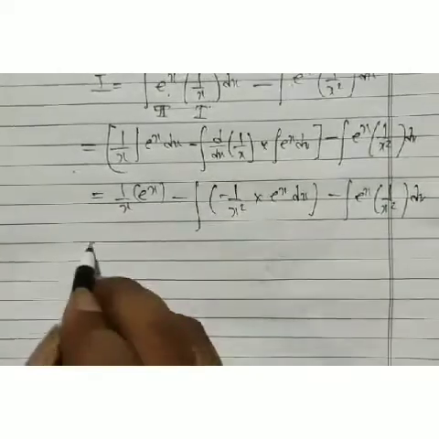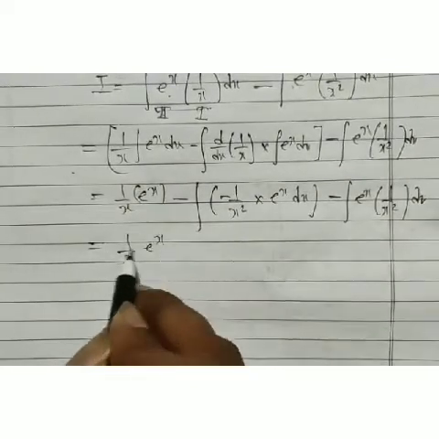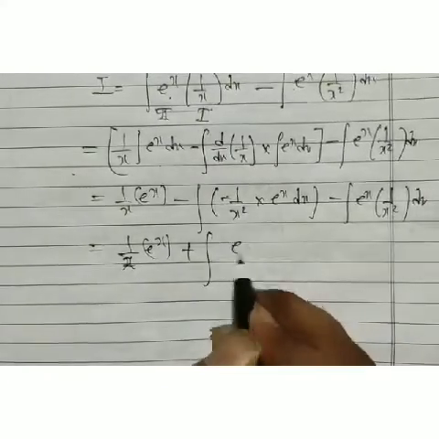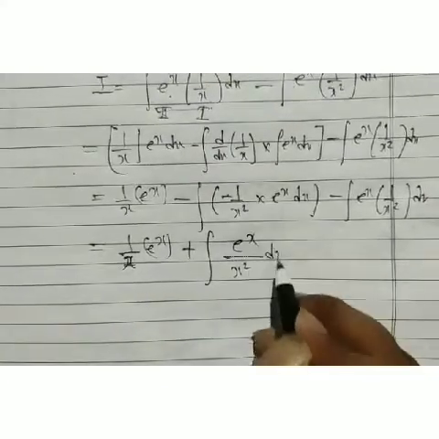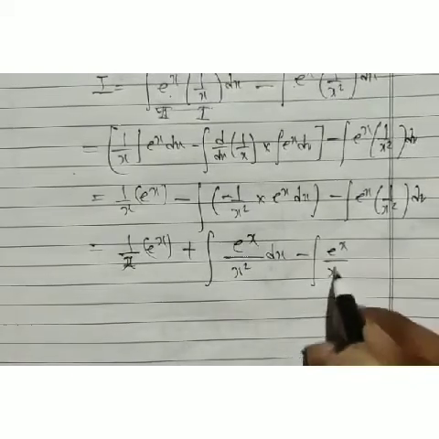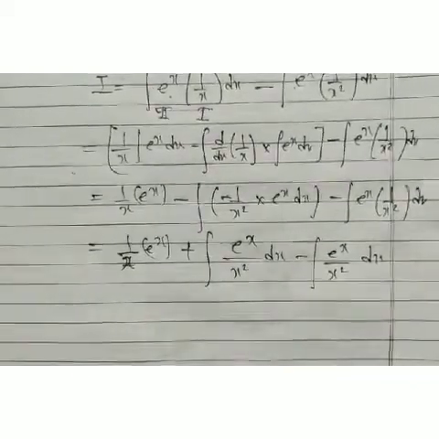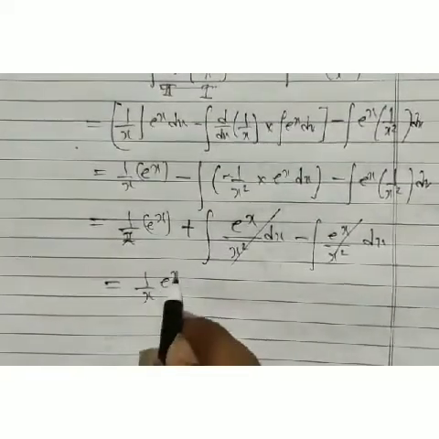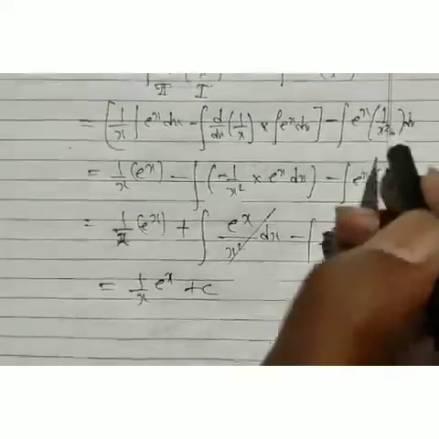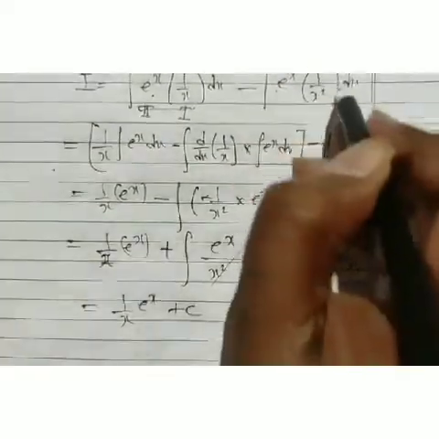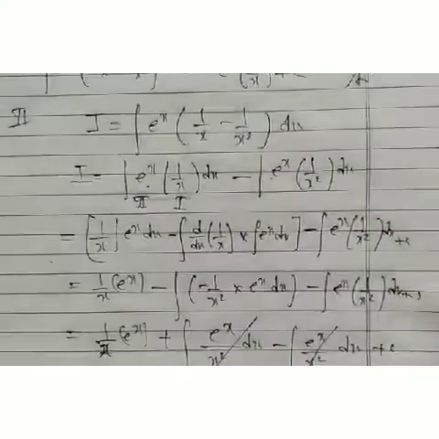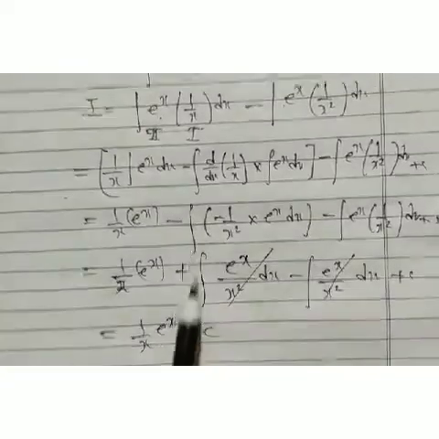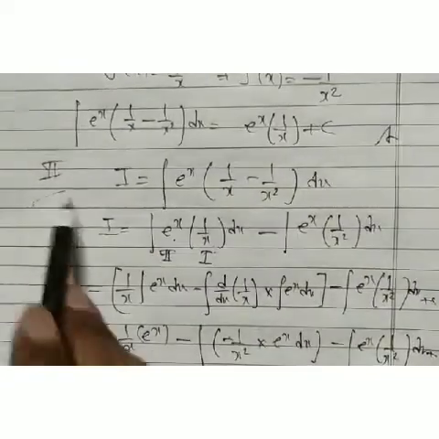Now look, this is 1/x e to the power x. Minus times minus is plus, so the integration of e to the power x over x squared dx minus the integration of e to the power x over x squared dx. These integrals are equal, plus and minus cancel out, and we get the value 1/x times e to the power x plus c. Now we can get the value either by applying our technique or by integration by parts. I have explained both methods.